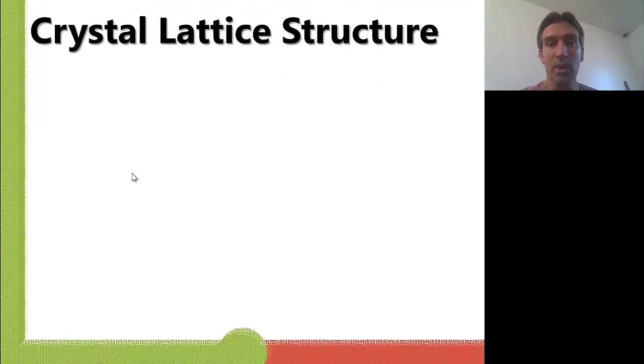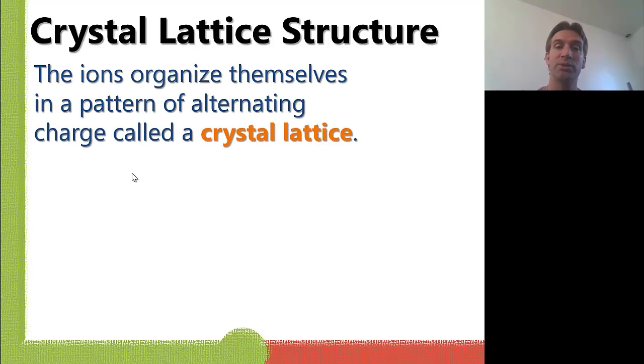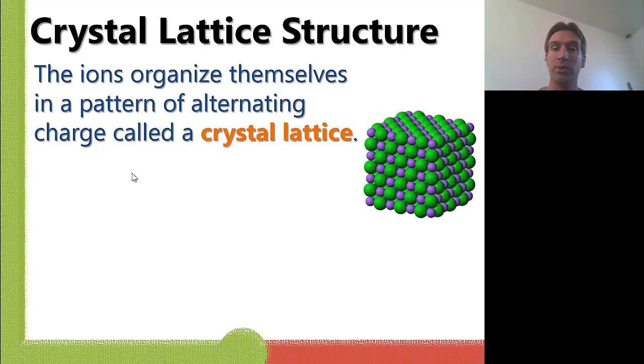What we see on a large scale as these things come together is known as the crystal lattice. It's an organization of positive to negative to positive to negative, this alternating pattern of these ions with charge. So this would be an example again of that structure. Notice the alternating positive, negative, positive, negative.